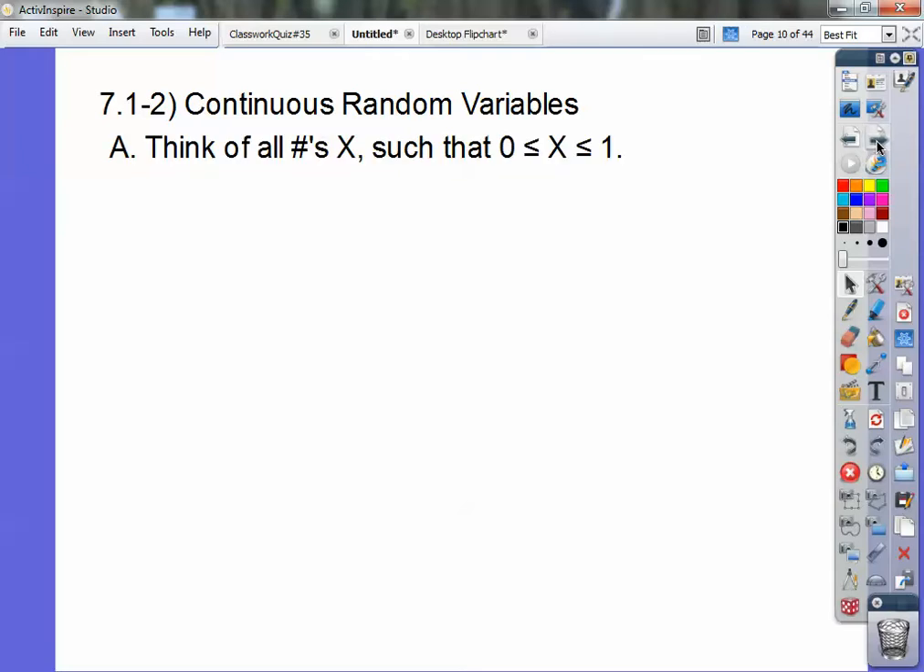So think of all numbers x such that x is between 0 and 1 inclusively. Inclusive means it has the equals bar on it, okay? You're including them. So how many numbers are there? Well, there are infinitely many numbers. Infinity is a sideways 8, so there's infinitely many numbers. 0.1, 0.2, 0.123, 0.125, 0.12, 0.2, 0.4, 0.5. I can keep going and going, but we want to make this video short.